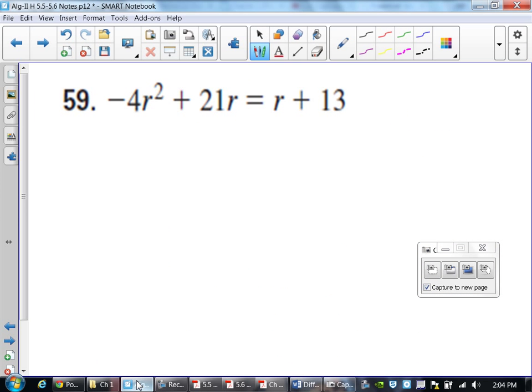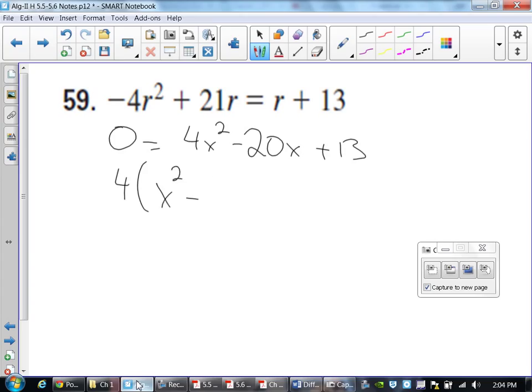In this case here, I'm going to move everything to the right-hand side to complete the square. Because in order to complete the square, you want to have your first terms positive as well as equal to 1. So I'm going to add 4x squared. I'm going to subtract 21x. So I'm going to get 0 is 4x squared minus 20x plus 13. We okay with that? Divide everything by 4. So x squared minus 5x plus 13 over 4 is 0.